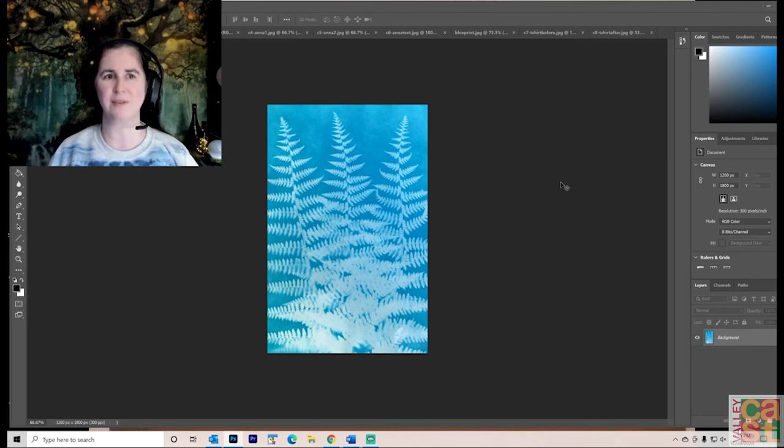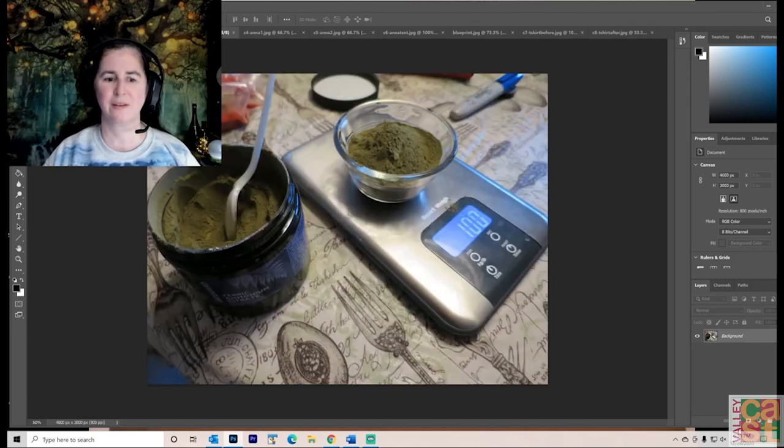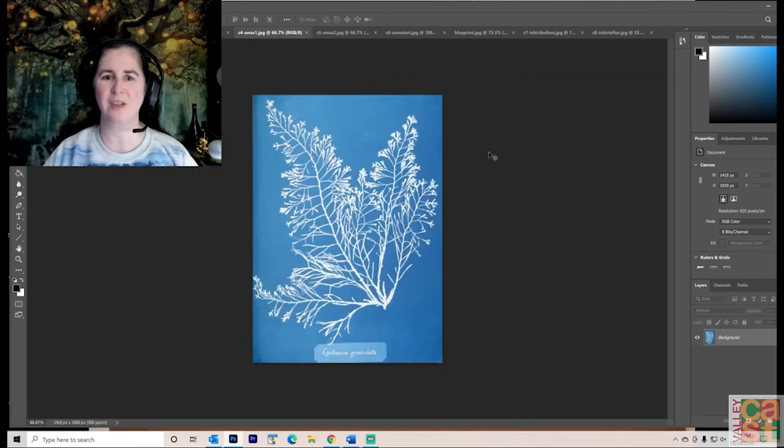One of their other friends in 1842 was Sir John Herschel, and he came up with the cyanotype process, which was exactly what Anna needed for her research. So cyanotype was an 8.1% mixture of potassium ferrocyanide, which you see here, and then a 20% mixture of ferric ammonium citrate, which is this one here. When you mix those two chemicals together, you end up with something which is light reactive.